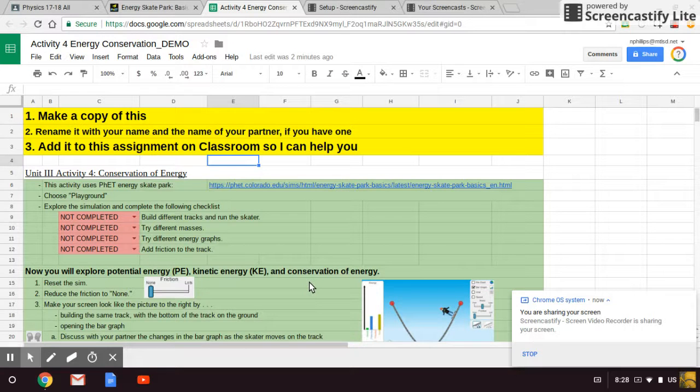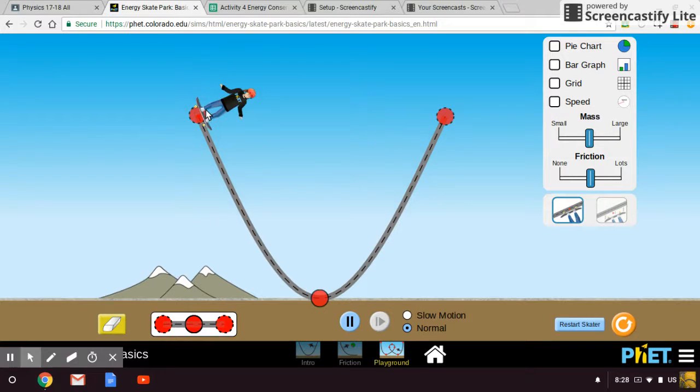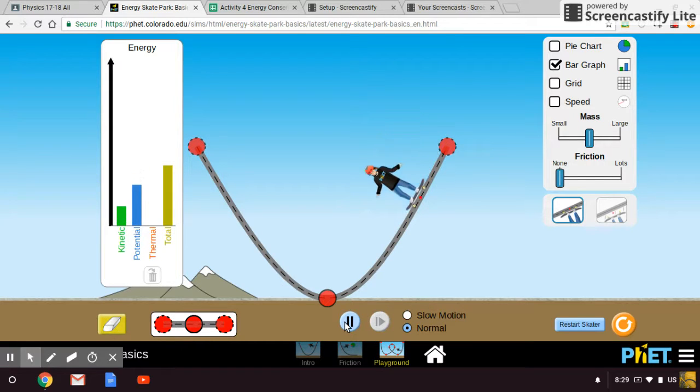Activity for energy conservation, Energy Skate Park. The law of conservation of energy states that energy can neither be created nor destroyed. It just changes forms. As the skater is up in the air, at her near maximum point, there's always going to be a total amount of energy in the system.